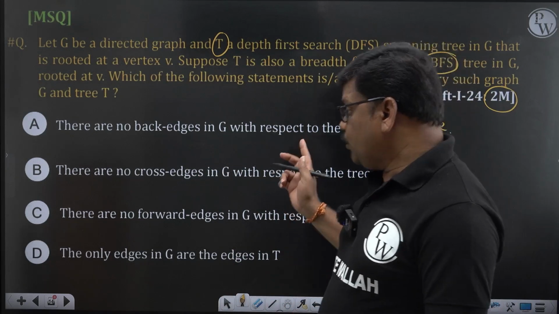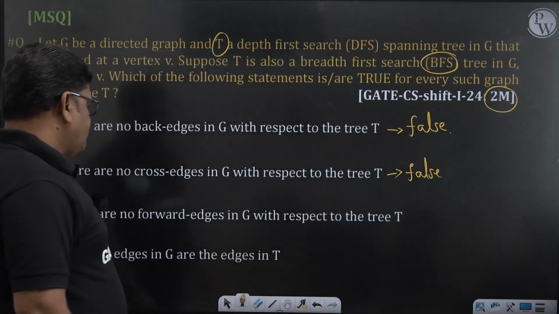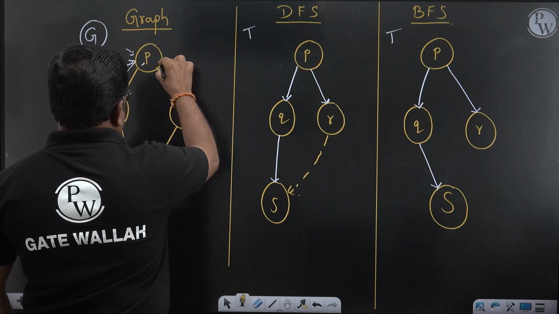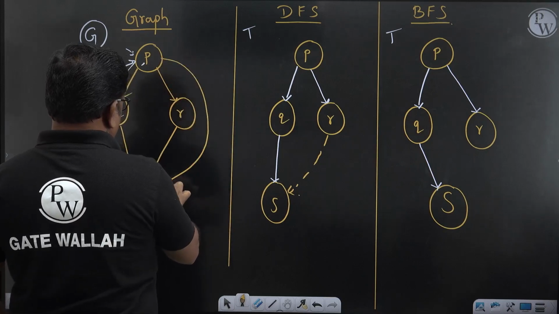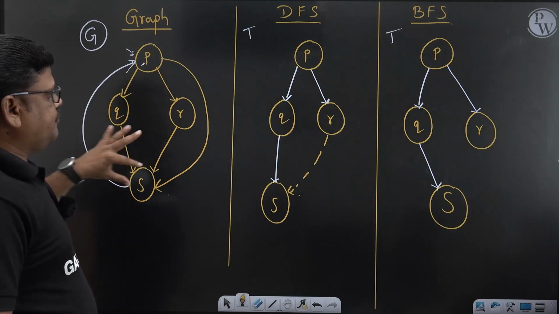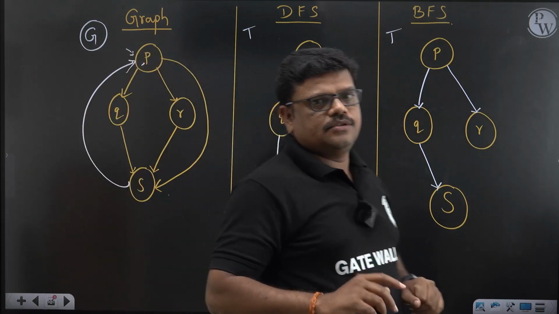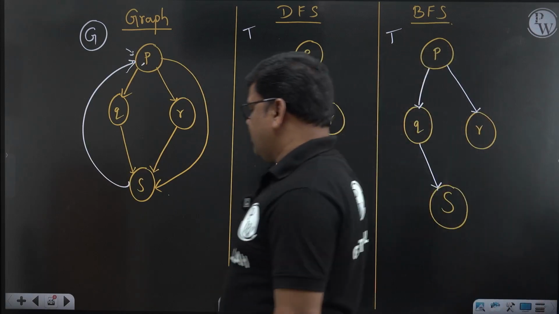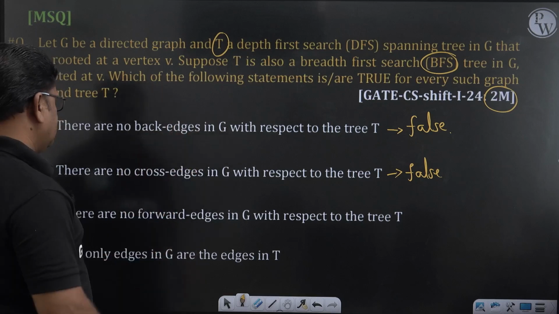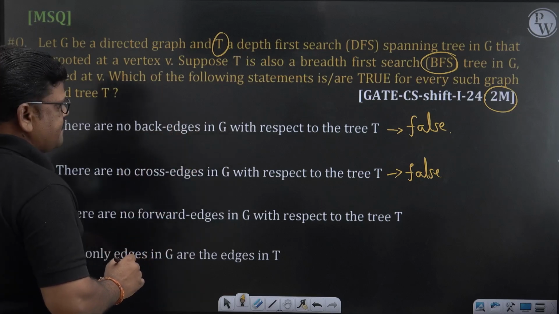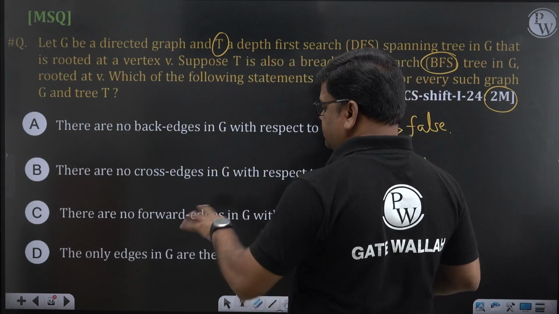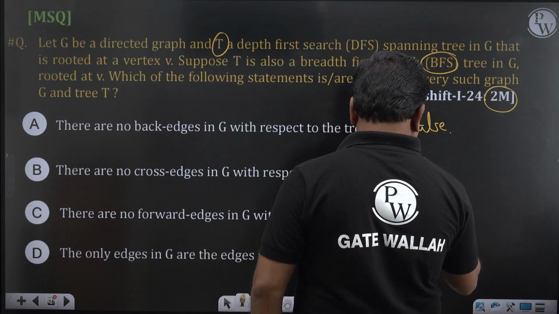Next one, no forward edges in G. Forward edges means, if I have an edge directly like this, directly this way, then we will get a difference in the DFS and BFS trees. Once forward edges are present in the graph, then the DFS and BFS difference will be there, we will not get the similar trees. So, forward edges should not be there. So, this is true.